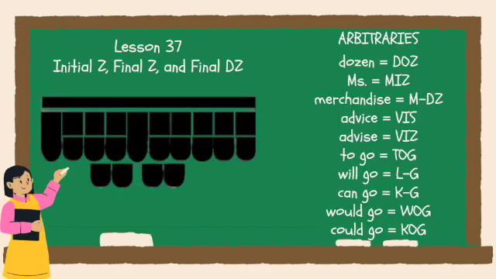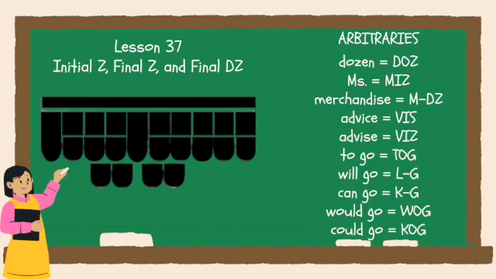Now let's proceed to arbitraries and phrases, or briefs and phrases. So we have dozen, miss, the MS period, and then merchandise, advice noun, that's where you are using final S for that. We also have advice verb, you are using final Z for that.